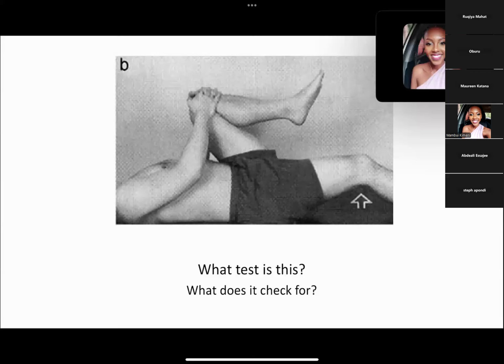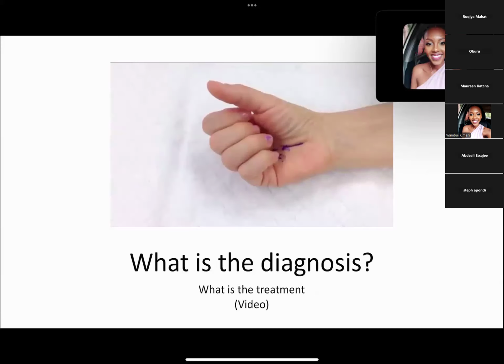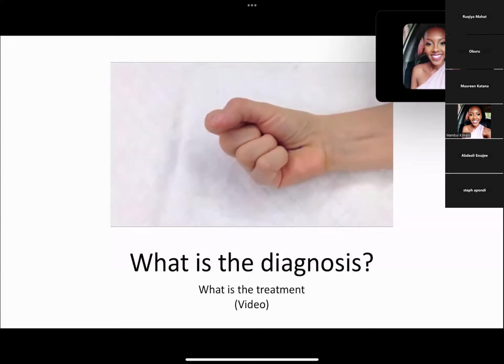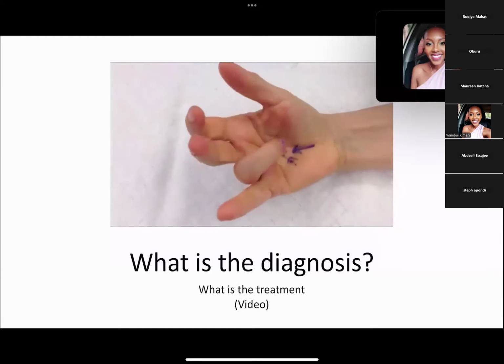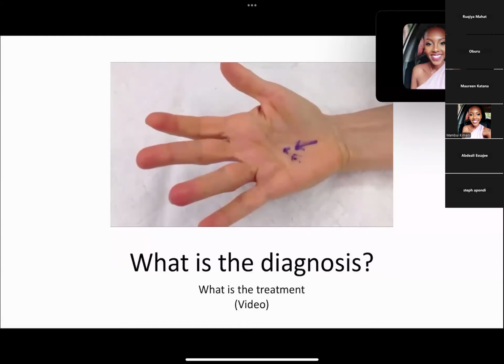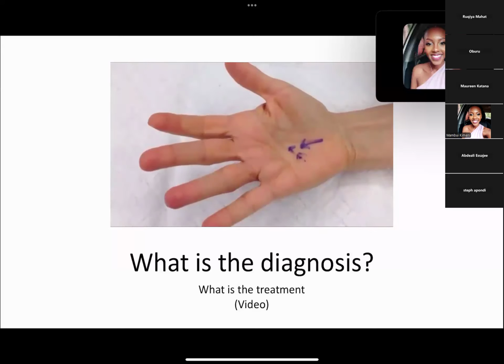This test is, like we said, another way of checking. This is the Thomas test. Now, what's the diagnosis here? It's a very common condition. A trigger finger. It's a trigger finger, okay? Trigger finger is, I think, called stenosing tenovaginitis.